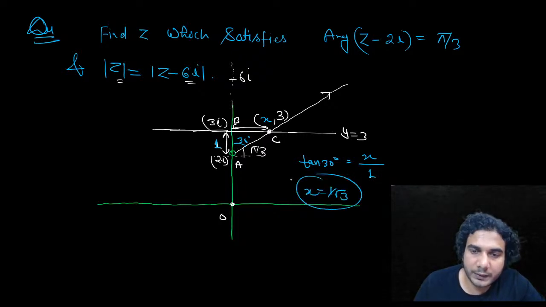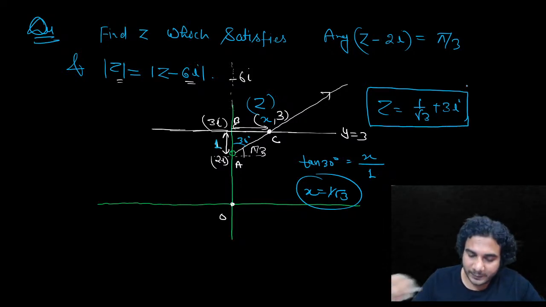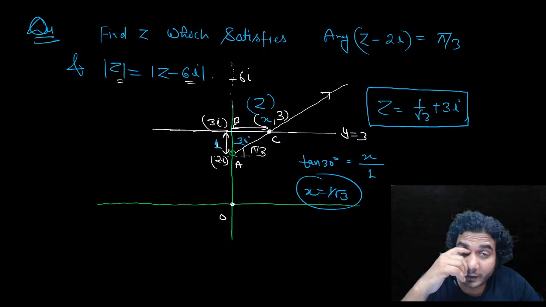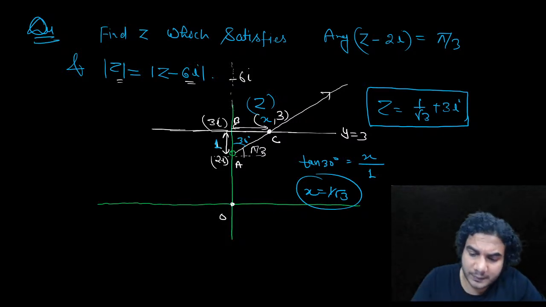All right. So you got x. So this is your z. z is 1 by root 3 plus 3 iota. So this is the z which will satisfy both the equations. The ray and this perpendicular bisector, they will intersect at this point. Are you getting this? Have you got this point? All right.